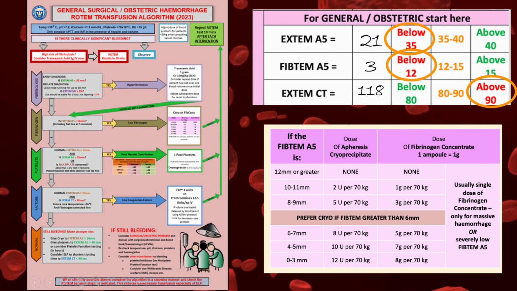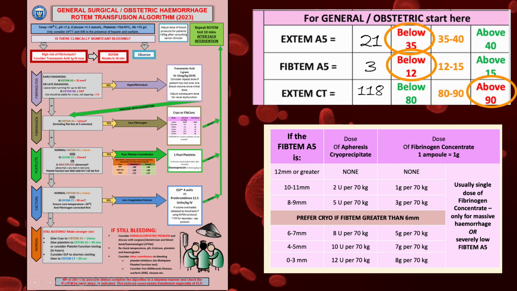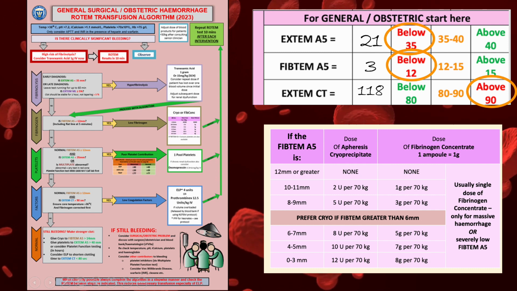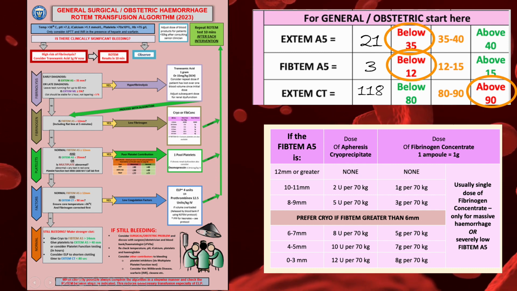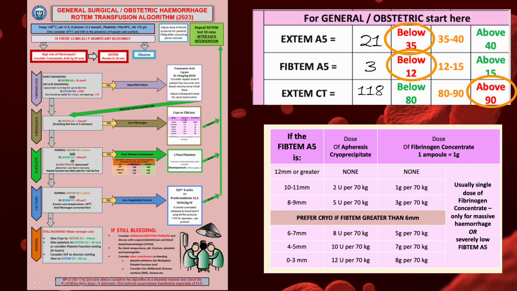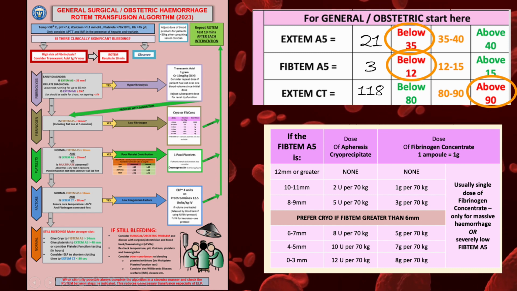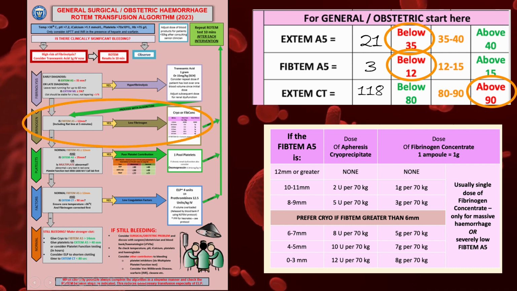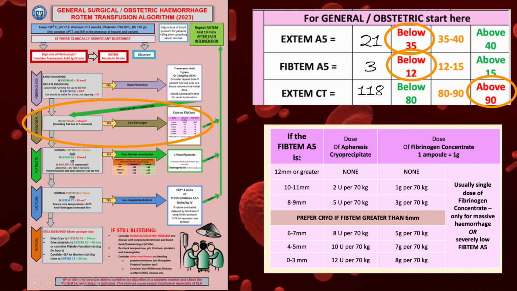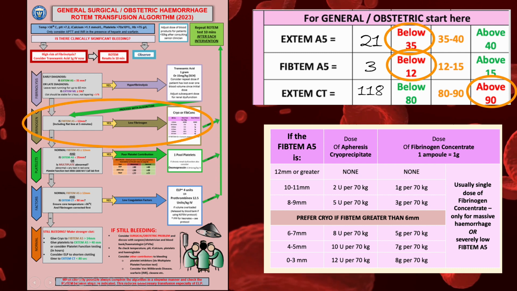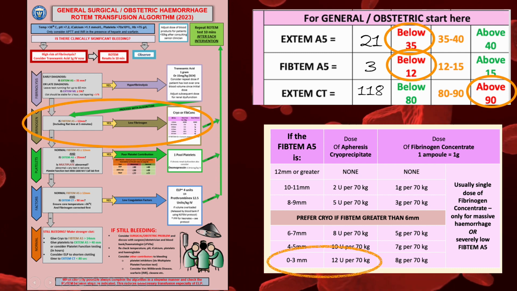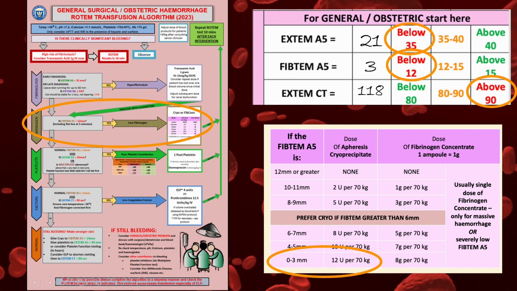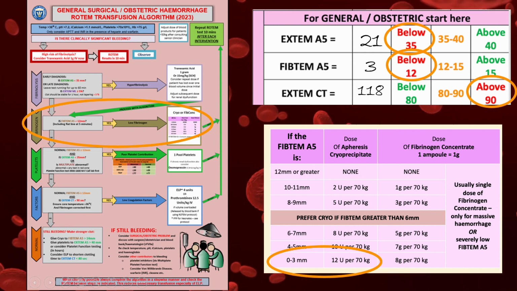We then move on to the next step, which tells us if the fibrinogen is low. In most cases, especially trauma, fibrinogen is low because it has been consumed by the coagulation system. If the FIBTEM A10 is less than 12, fibrinogen is low and should be replaced. The lower the number, the more fibrinogen the patient needs. In our case, Sarah's FIBTEM is 3, which is very low. Given this, she needs 12 units of cryoprecipitate to replace her lost fibrinogen.